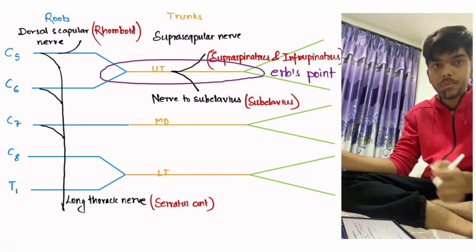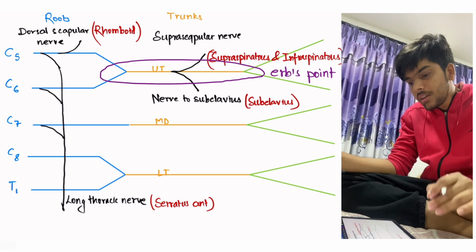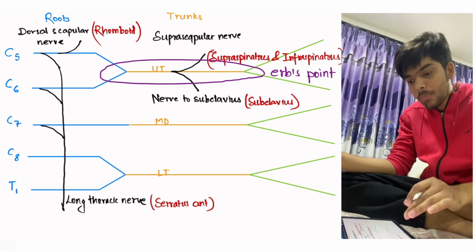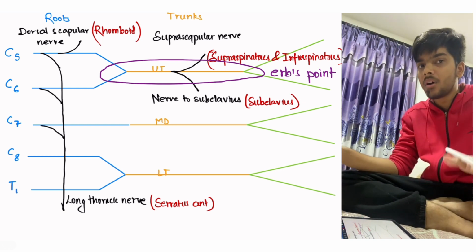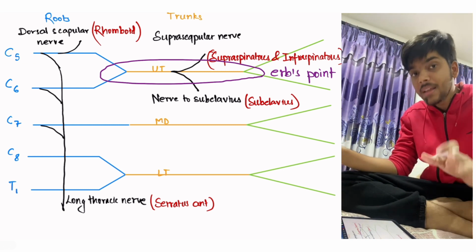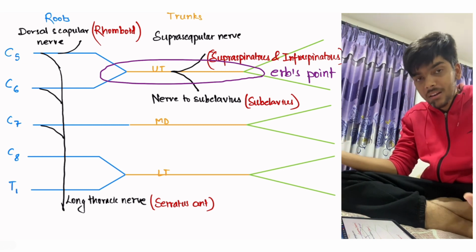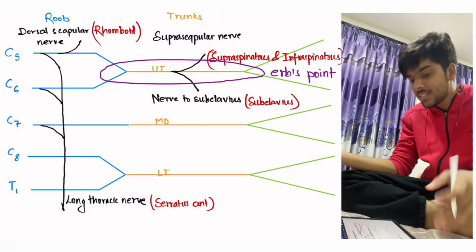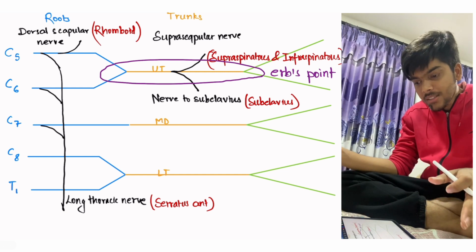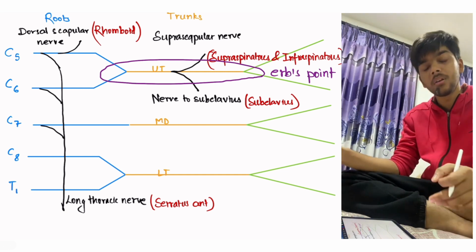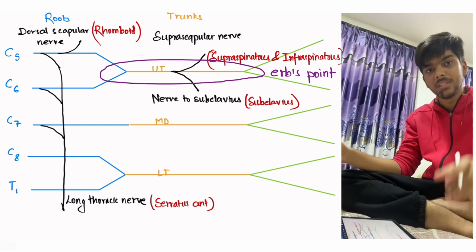So what's Erb's point? Erb's point is a point in the brachial plexus at the region of the upper trunk where 6 different nerves meet together. And these 6 different nerves are the C5 root, the C6 root, the suprascapular nerve, the nerve to subclavius, the dorsal division of the upper trunk, and the ventral division of the upper trunk.